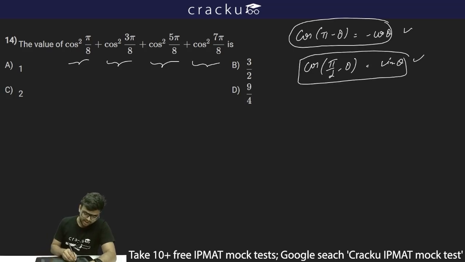Now first of all, what I can do is change cos square 5 pi by 8 and cos square 7 pi by 8. So cos 5 pi by 8 whole square.